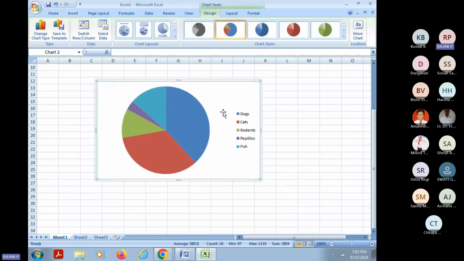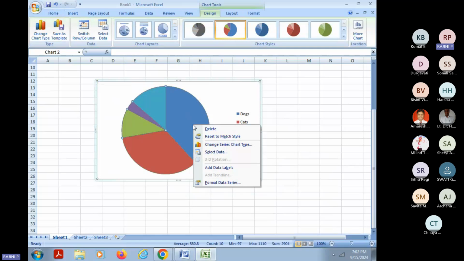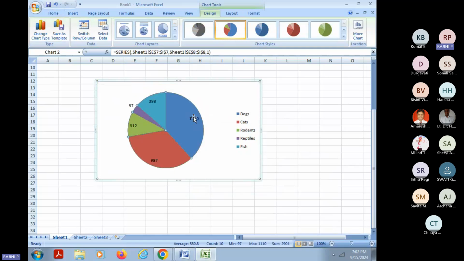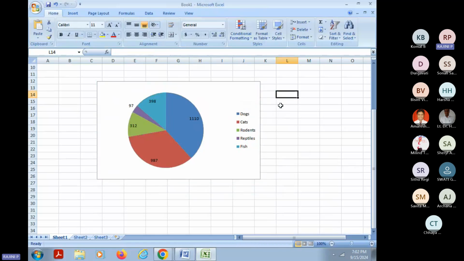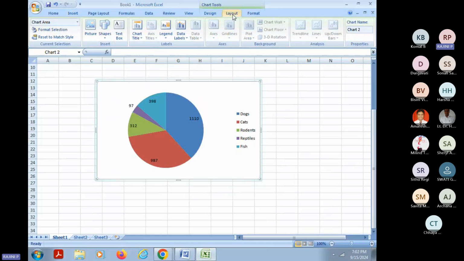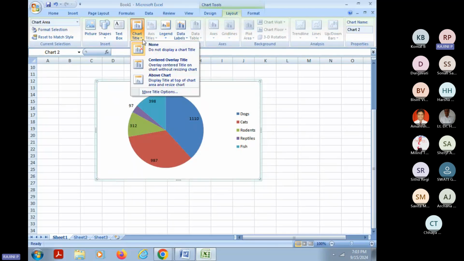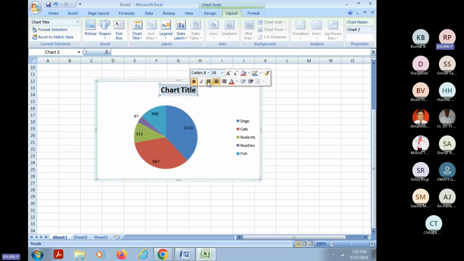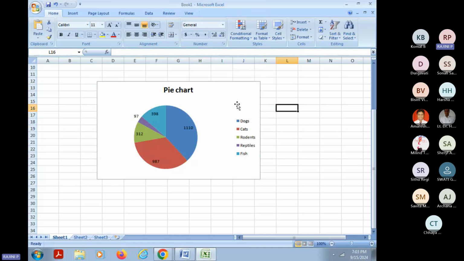Okay, so this is the pie chart. Here it is telling that the blue color represents dogs, the red color cats, and like that. Labels are also showing. Suppose you want the values on the diagram, right click on it and add data labels. You'll be getting the values also. And how can we give the title? Click on the pie chart, then go to the layout, then chart title, above the chart, then give it pie chart. Okay, so this is a pie chart.